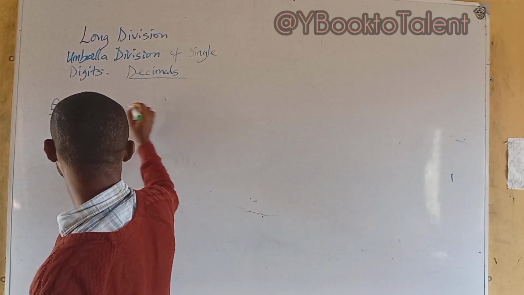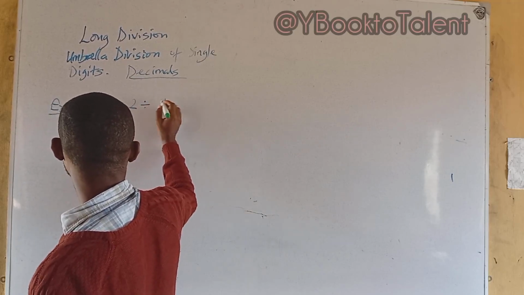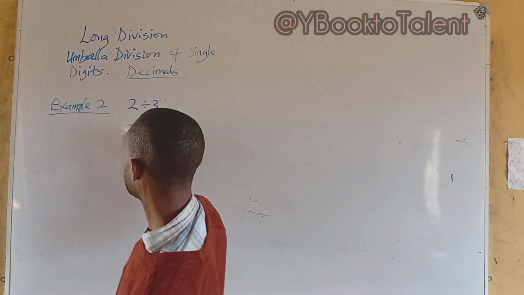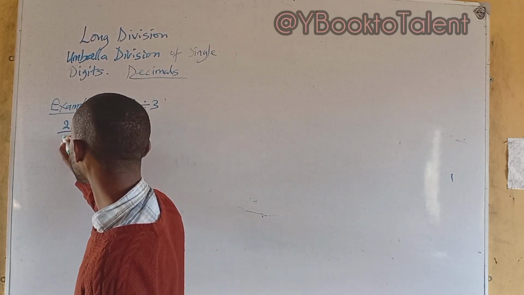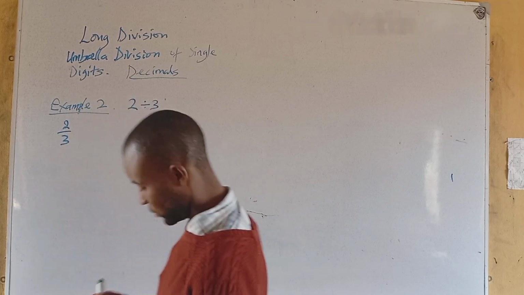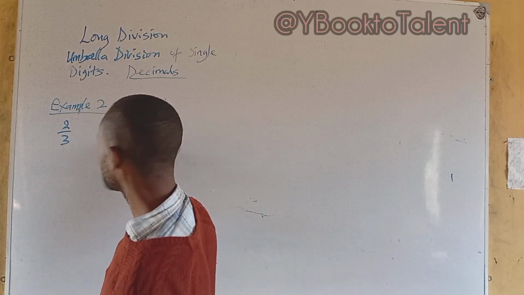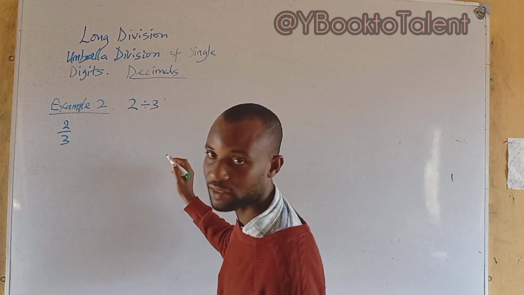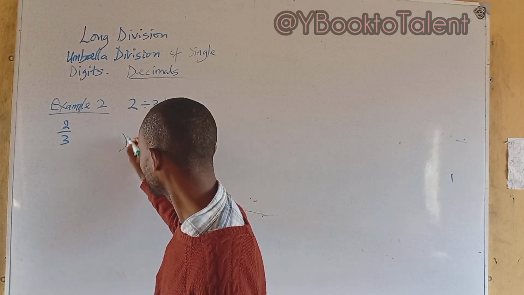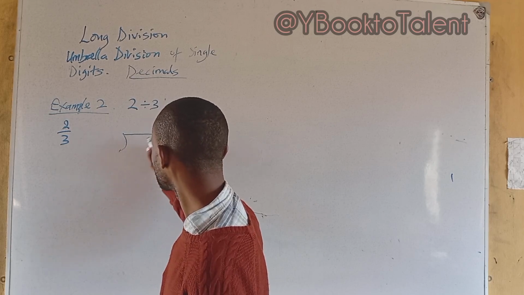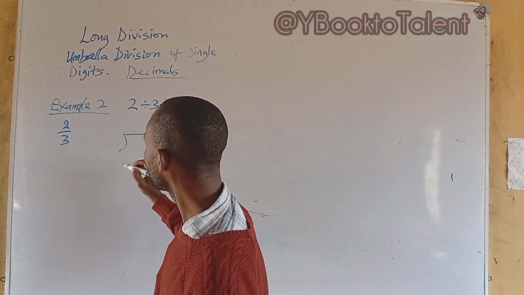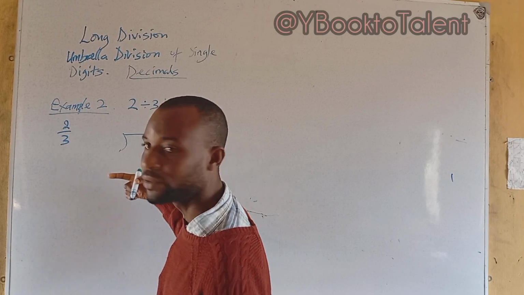Example 2. Let's say 2 divided by 3. It can be written as 2 over 3, is it not? So when you are doing your long division, remember, how do you write it? Open bracket and a line. So where would 3 go?